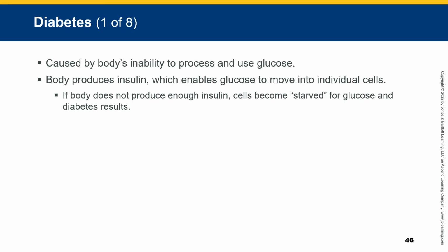The body produces a hormone called insulin in the pancreas that helps the glucose carried by the blood to move into individual cells where it is used as fuel, as I mentioned. If the body does not produce enough insulin, the cells become starved for glucose and diabetes results. Many diabetics must take supplemental insulin injections.